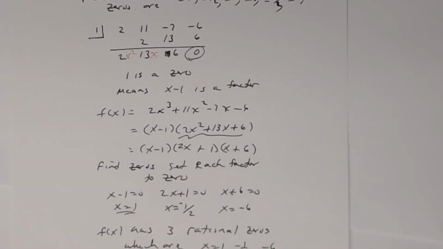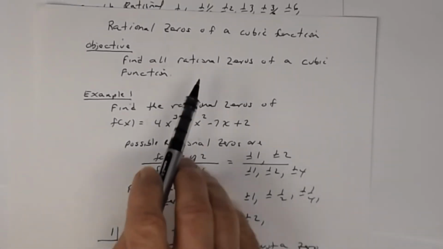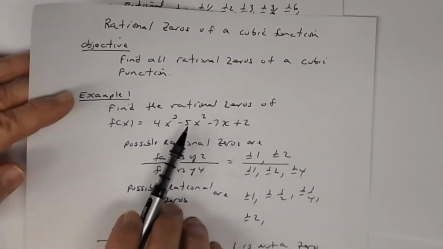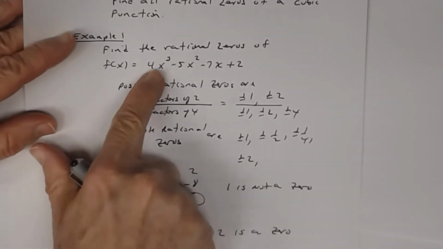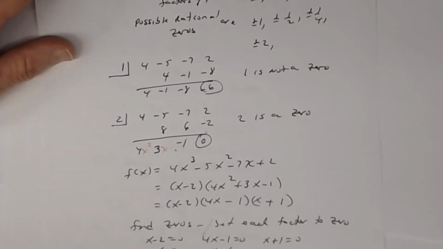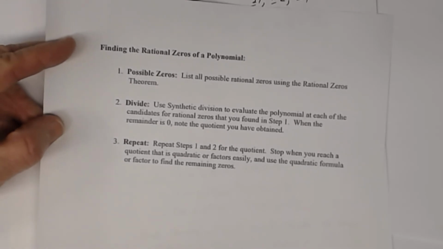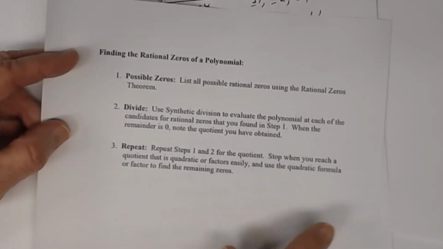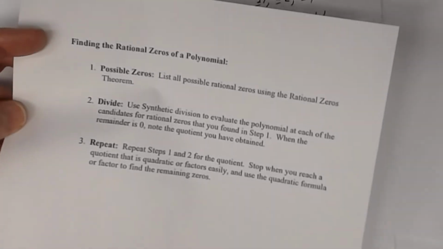So all I wanted to do in this lesson, let me just remind you, was to find all rational zeros of a cubic function. And in all of our cubic functions, the degree is 3, and all of them had 3 rational zeros. All right, and so remember your steps is very important. You go back and you follow these steps for finding the rational zeros of a polynomial, because it's going to be useful in another lesson coming soon.